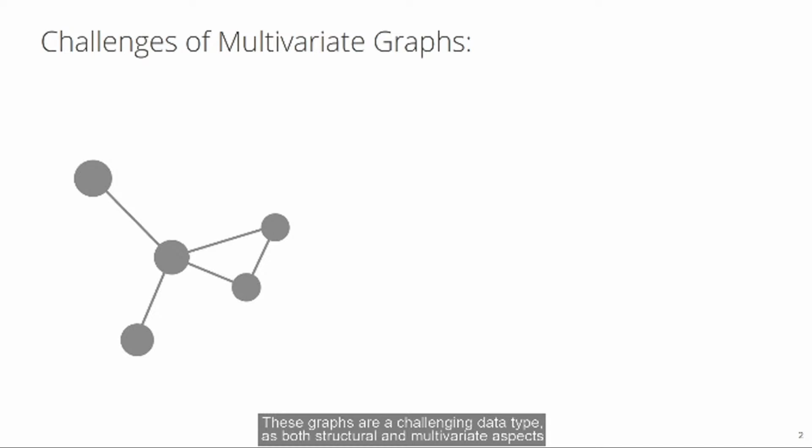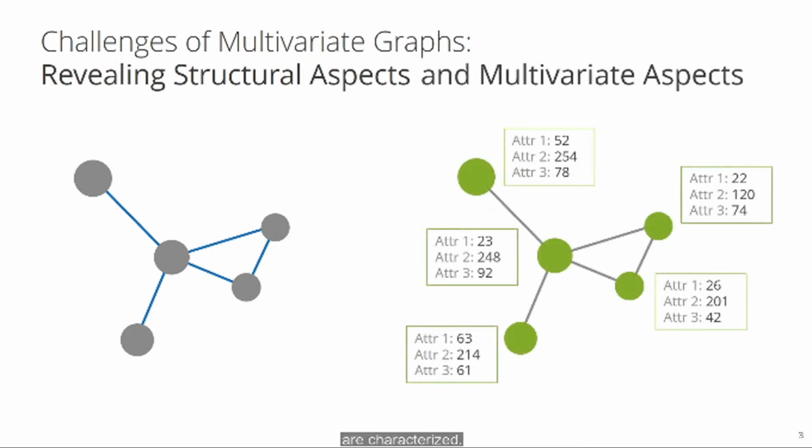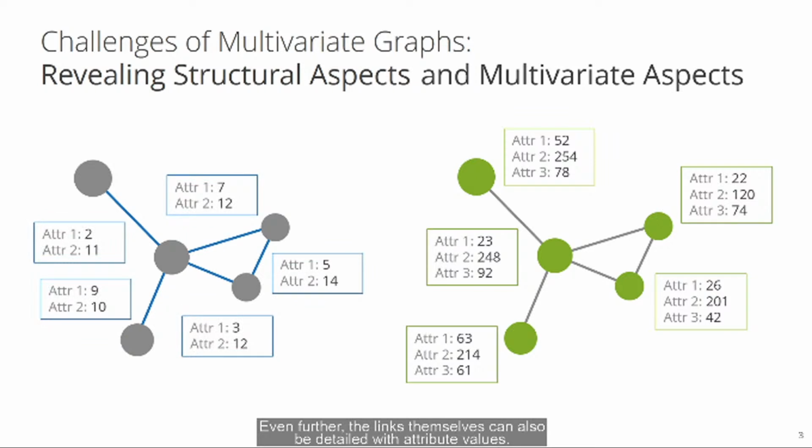These graphs are a challenging data type, as both structural and multivariate aspects are of interest at the same time, besides the traditional challenges of graph visualizations. This means an analyst needs to see how nodes are connected, but also how node attributes are characterized. Even further, the links themselves can also be detailed with attribute values.